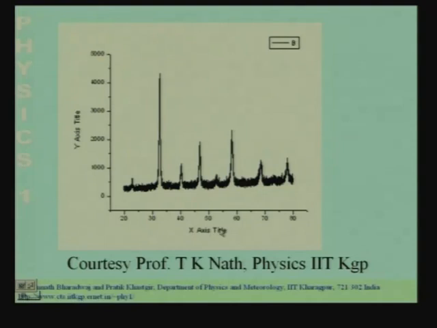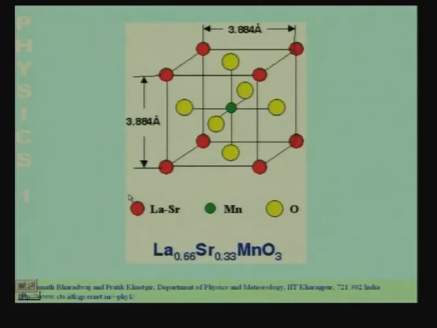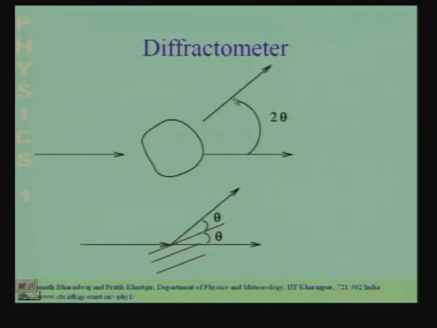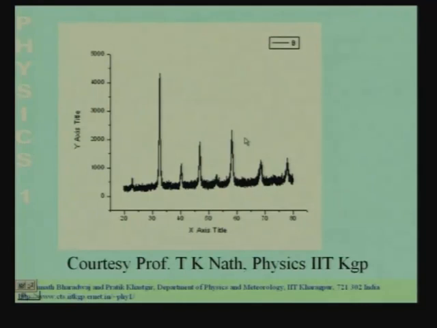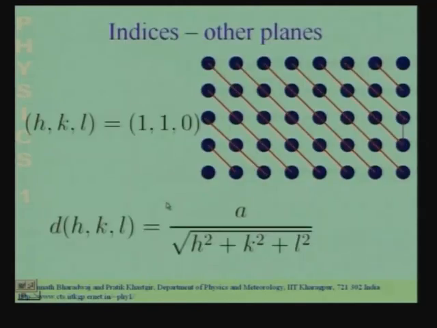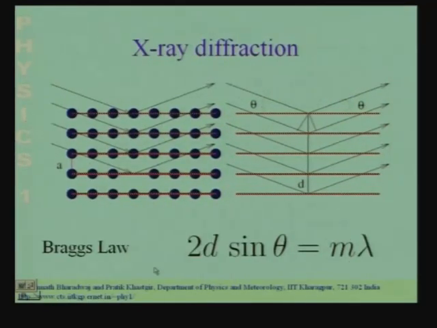So the x axis has 2 theta, the y axis has the intensity, and notice that as you vary this angle 2 theta, you find that there are maximas in certain directions. So in certain directions the scattered X-ray has a very high intensity, and these you can interpret as being the maximas of the diffraction pattern. So these are directions where this formula 2d sin theta is equal to m lambda is satisfied.